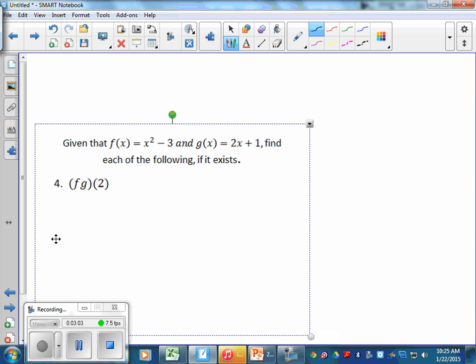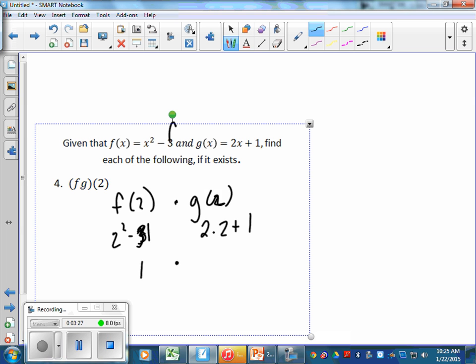f times g of 2. So I'm going to do f of 2 times g of 2. So f of 2 would be 2 squared minus 3. I'm not doing good on this problem. 2 squared was 4. 2 squared minus 3 is 1, times g of 2, which is 2 times 2 plus 1, which is 5. 1 times 5 is 5. All right, and that's how you do the first ones.